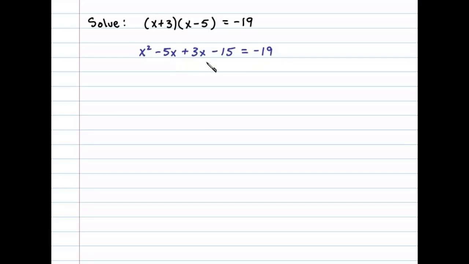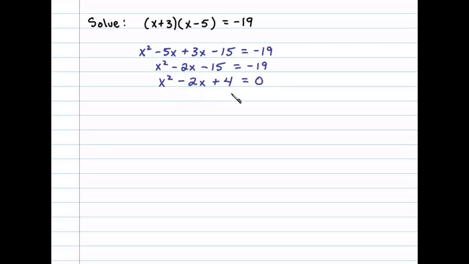On the left side here we have like terms. Combining those, we'll be left with x squared minus 2x minus 15 equals negative 19. And then finally, adding 19 to both sides, we have standard form: x squared minus 2x plus 4 equals 0.